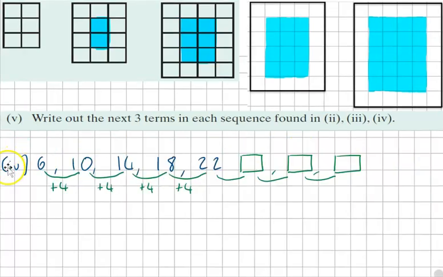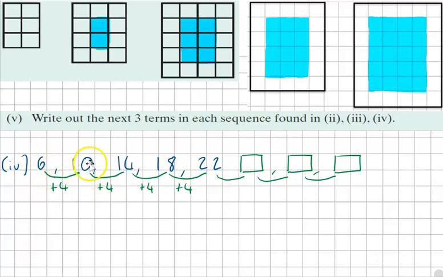And then part 4, we had 6, 10, 14, 18, 22. So we have 3 more boxes with commas in between. And we see that the difference this time is the same. So this is an arithmetic sequence because the first difference is the same. We'll see more about that later on.